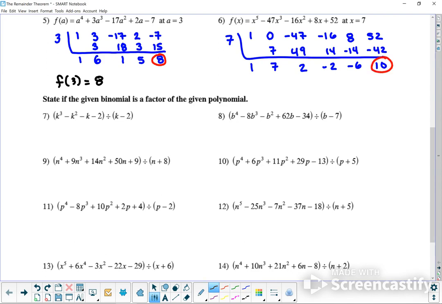And so we're going to say f of 7, because we're using the f function and we're plugging in 7 for x, so f of 7 is going to equal 10.